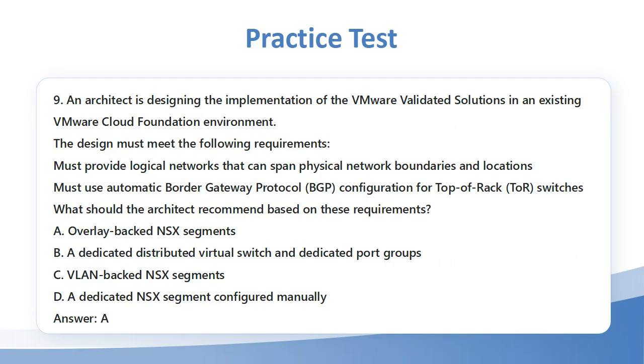9. An architect is designing the implementation of the VMware validated solutions in an existing VMware Cloud Foundation environment. The design must meet the following requirements. Must provide logical networks that can span physical network boundaries and locations. Must use automatic Border Gateway Protocol (BGP) configuration for top-of-rack (TOR) switches. What should the architect recommend based on these requirements? A. Overlay-backed NSX segments. B. A dedicated distributed virtual switch and dedicated port groups. C. VLAN-backed NSX segments. D. A dedicated NSX segment configured manually. Answer: A.